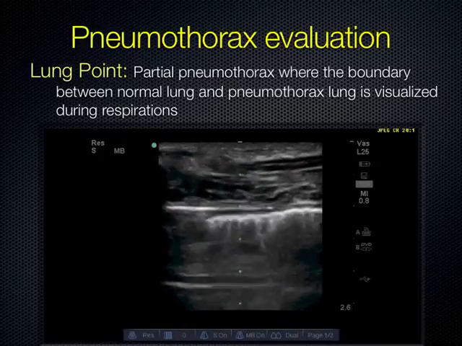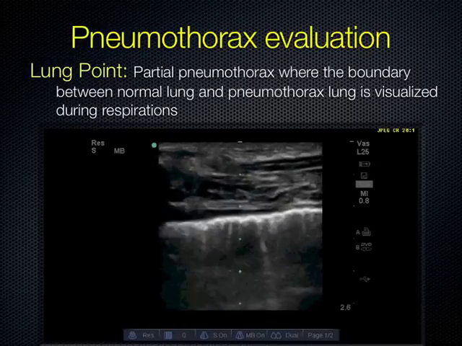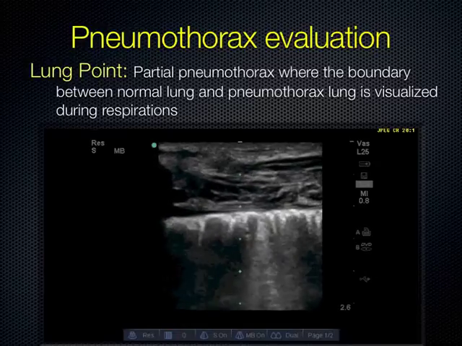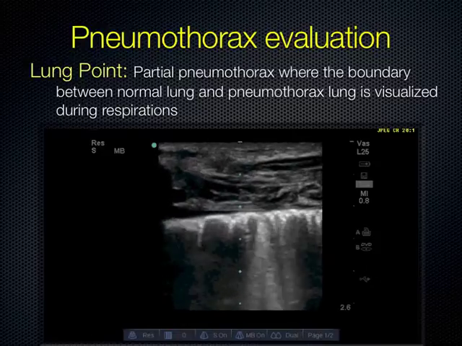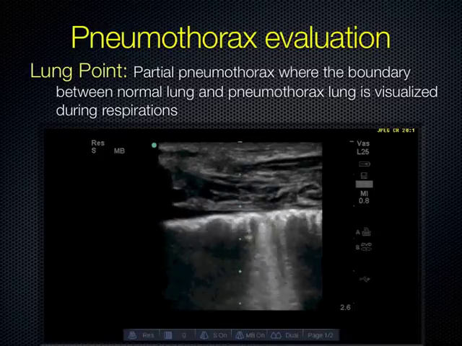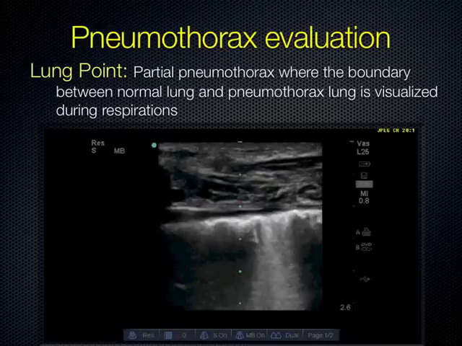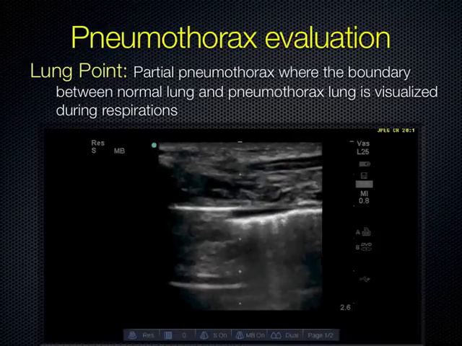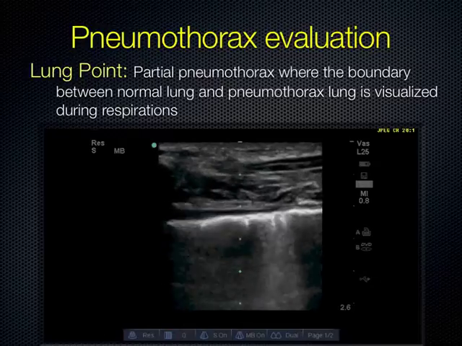So if you get that rib space, where you have a rib on one side, a rib on the other, and the pleural line, if you get in that rib space where as the patient breathes, you can see sometimes the lung is up against the wall, and sometimes it's not, because the lung's moving and it's pulling that dropped away area into the picture, you will have, in the same picture, as the patient breathes, a lung point.